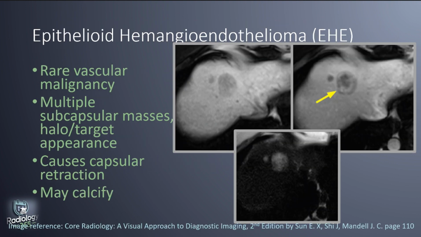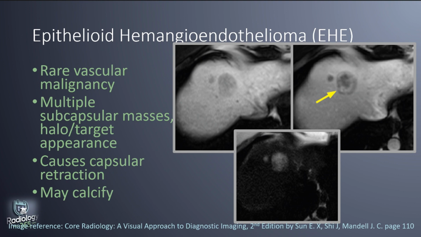Epithelioid hemangioendothelioma. It's a mouthful, I know. It's a rare vascular tumor that behaves somewhere between benign hemangiomas and aggressive angiosarcomas. It tends to present with multiple subcapsular nodules, often along the liver periphery. One key feature is the halo or target appearance on imaging. You might see rings of enhancement or signal change.